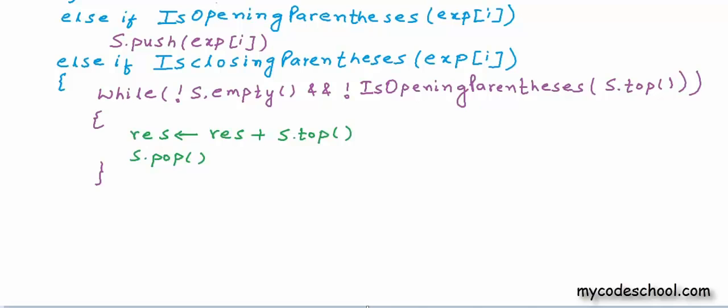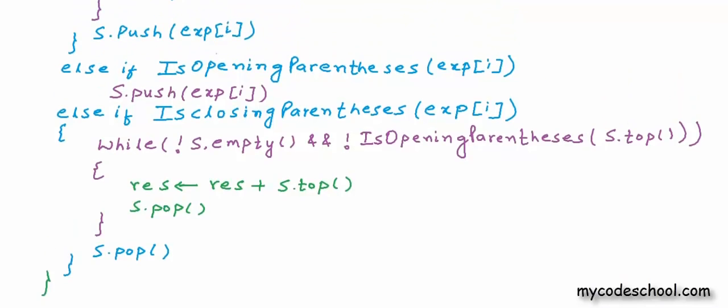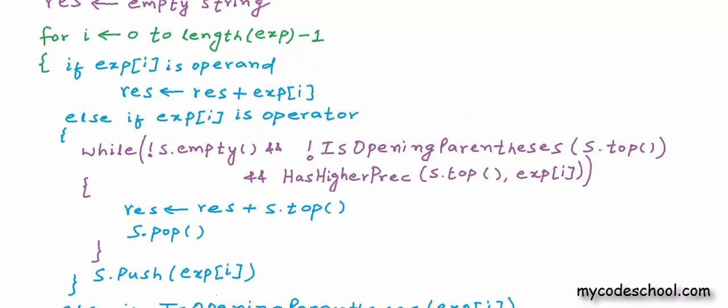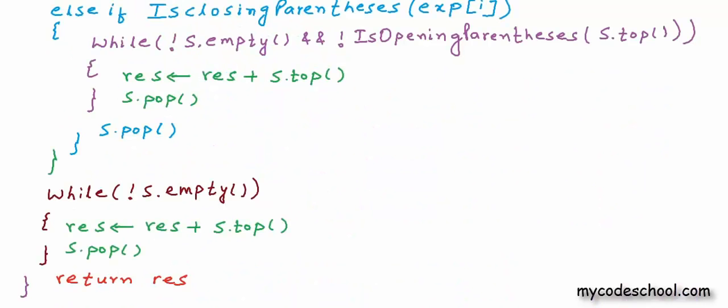After this while loop, in the last else if, we should do one extra pop, and this extra pop will pop the opening parenthesis. And now we are done with this else if, and this is the closure of my for loop. Rest of the stuff will remain the same. After the for loop we can pop the leftovers and append to the string, and finally we can return. So this is my final pseudocode.